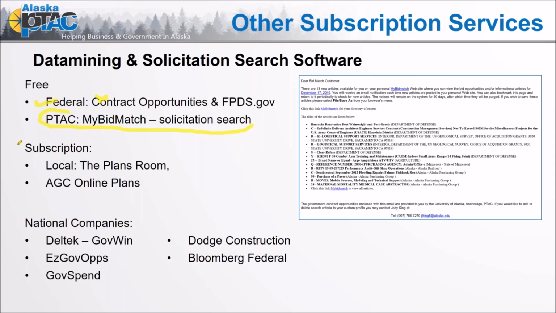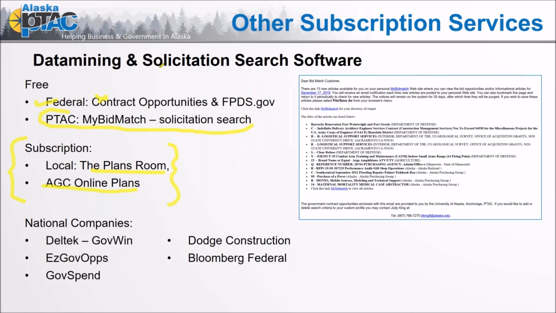Other areas, and they do have subscription services, but they are really great resources, is the Plans Room, and they have a whole new online profile access point website that they are launching today, I believe. They do have a subscription. There's a monthly fee. And also we have the AGC Online Plans, Associated General Contractors. They also have subscription services. Both of these are a subscription search.